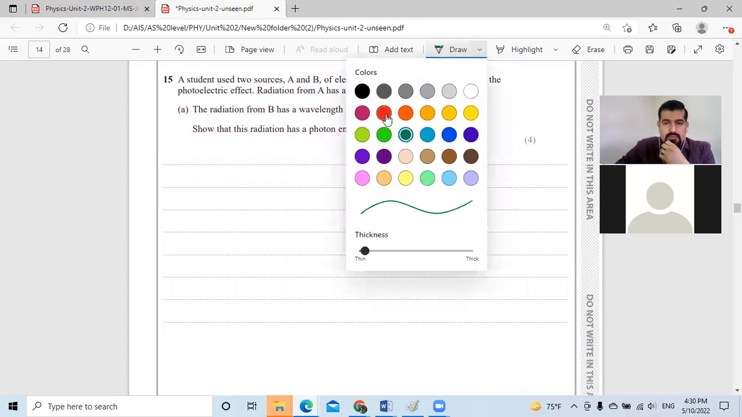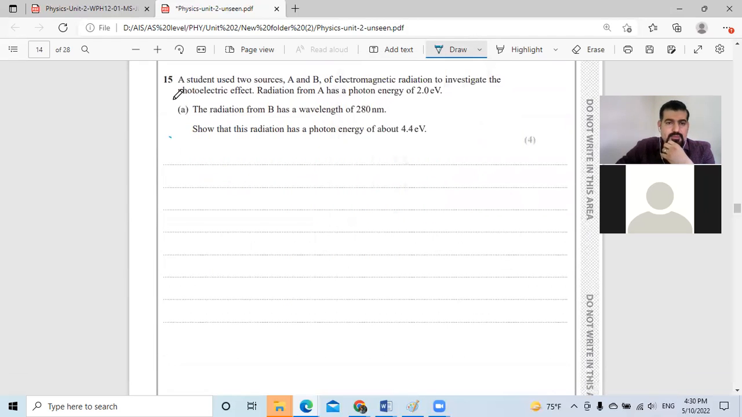Question 15, what do we have here? A student used two sources, A and B, of electromagnetic radiation to investigate the photoelectric effect. Radiation from A has photons of energy 2 electron volt. The radiation of B has a wavelength of 280 nanometer, that means times 10 to the power of negative what? Negative 9. Show that this radiation has a photon energy of about 4.4 electron volt.